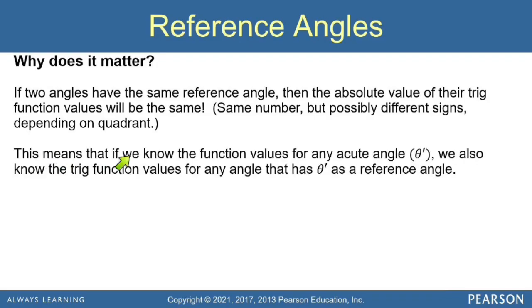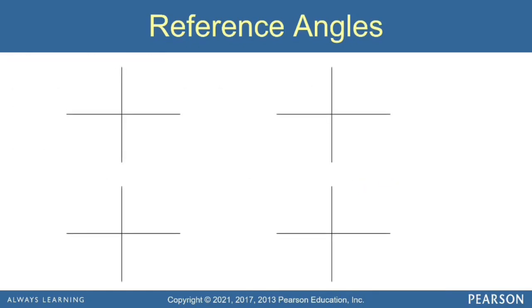And that means that if we know the trig function values for any acute angle that we'll call theta prime, like think 30, 45, and 60, then we also know the trig function values for any angle that has theta prime as a reference angle. So let me show you what I mean.